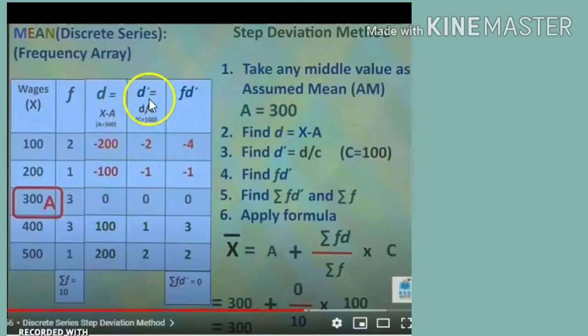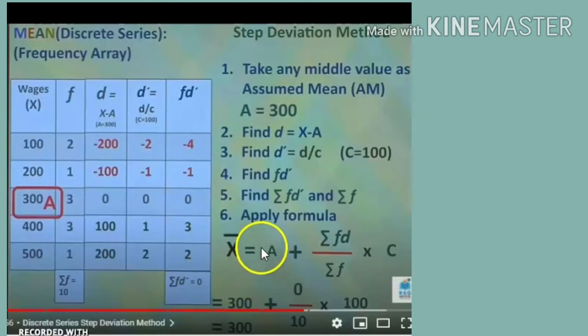Next you are multiplying the D dash and F columns. Next you will be getting the answer 2 into minus 2 as minus 4, 1 into minus 1 as minus 1. Then multiplying these two you will be getting 0. Next 3 into 1 is 3, 1 into 2 is 2. By adding these two you will be getting minus 5, and by adding these two you will be getting 5. Subtracting these two you will be getting 0.